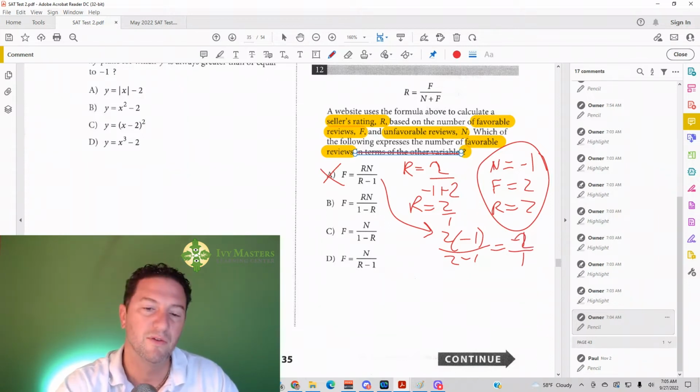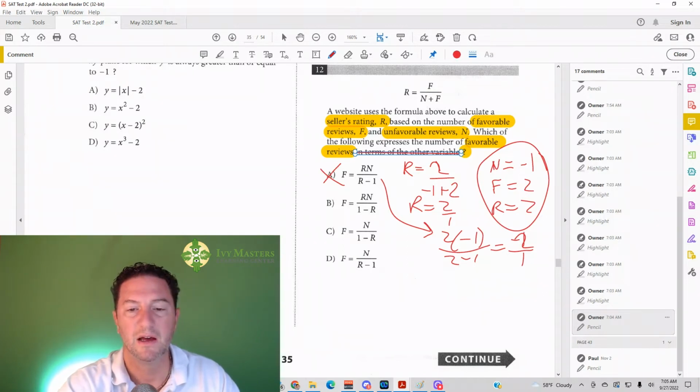That's gone. If I notice answer choice B, it looks the same, only it's 1 minus R in the bottom instead of R minus 1, which looks like it's going to be R minus 2, which is going to give me the -1 in the bottom. I'm anticipating that being my answer.